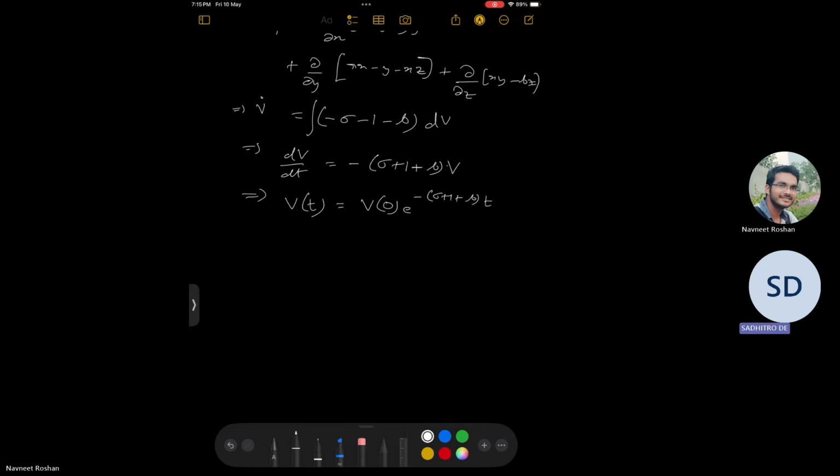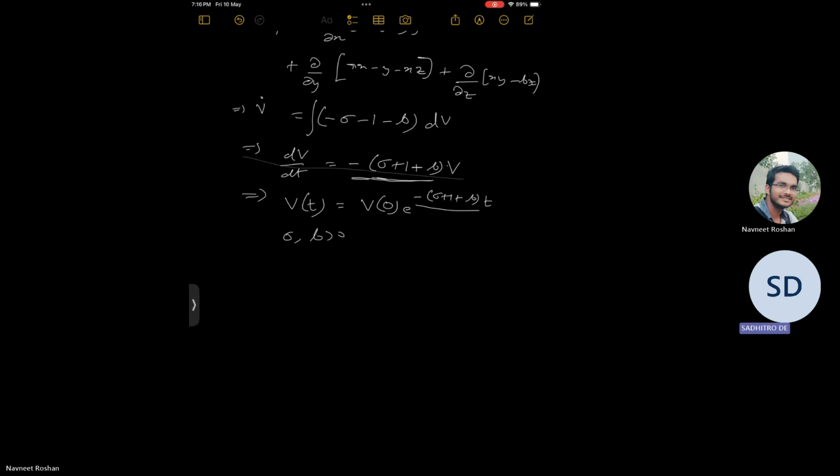Since both sigma and b are greater than 0, this term in the bracket is positive, and therefore this whole term is a negative quantity. This tells us that the volume decreases as a function of time, and therefore this proves that there is a contraction of phase space volume. So any given ball of initial conditions in phase space will try to contract as per this equation. But here is the catch.